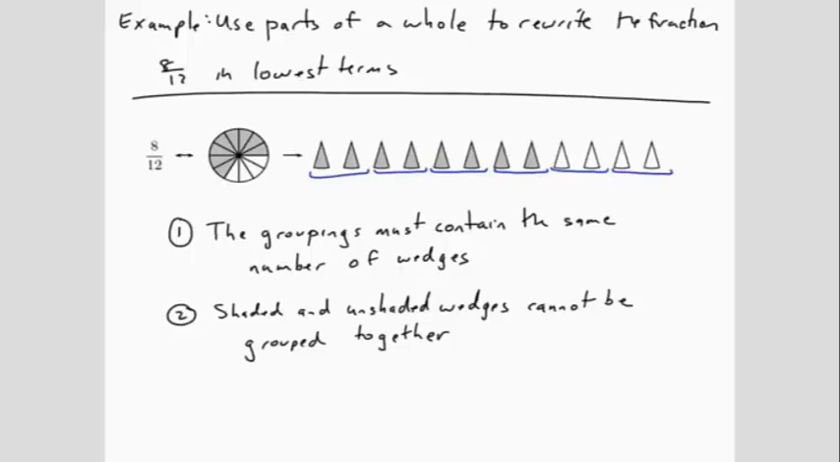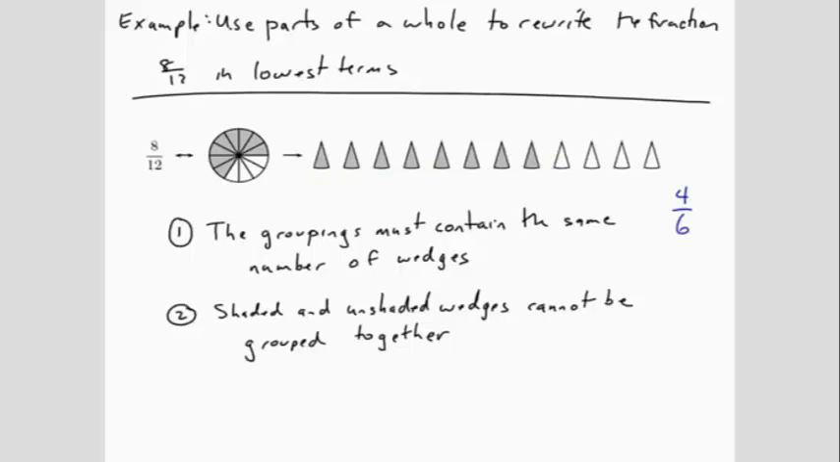Every group has 2 wedges, and we have not mixed together the shaded and unshaded wedges. This picture leaves us with the fraction 4/6. There are 4 groupings of shaded wedges, and there are 6 total groupings of wedges. The question at this point is whether we have created the fewest number of groupings. In order to know this, we have to try a few more.